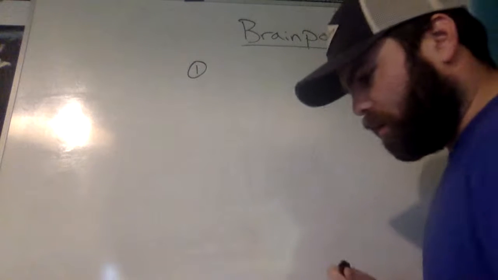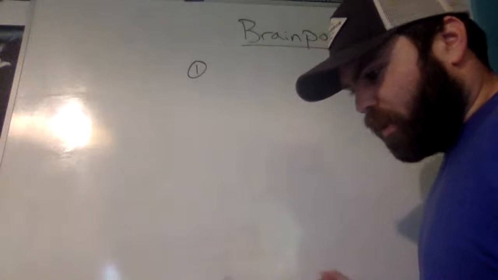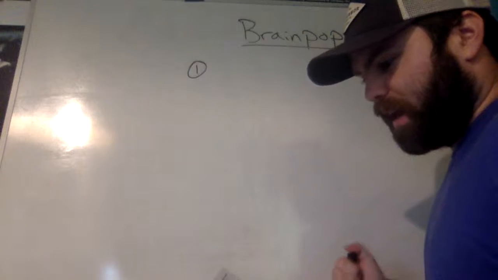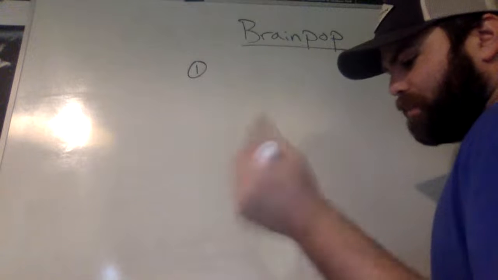What's going on, Jose? So for number one, which of the following is an example of a concave structure? So that's going to be B.